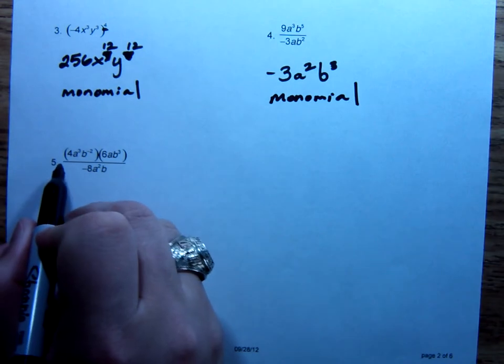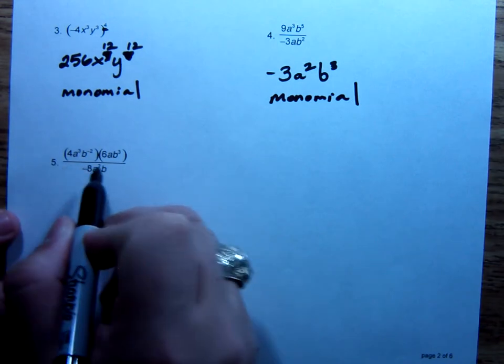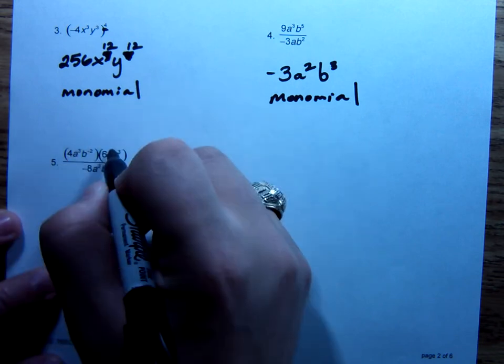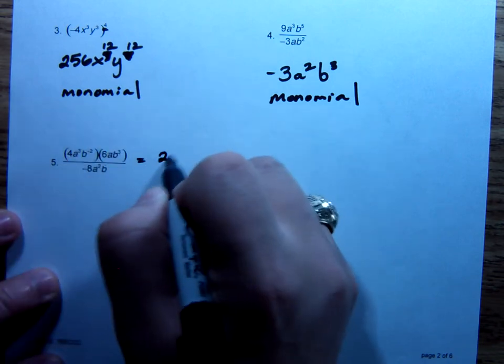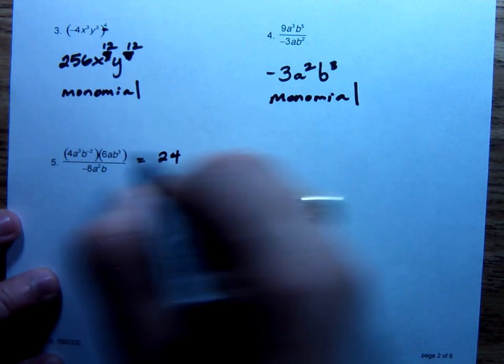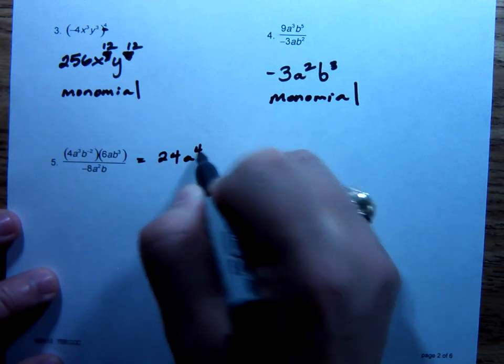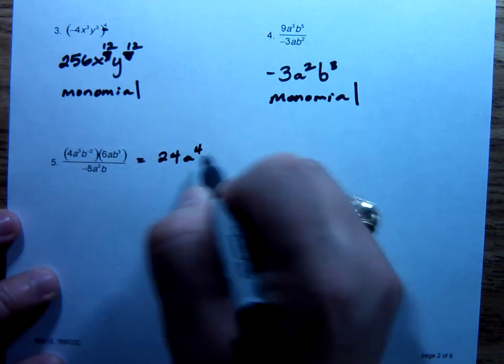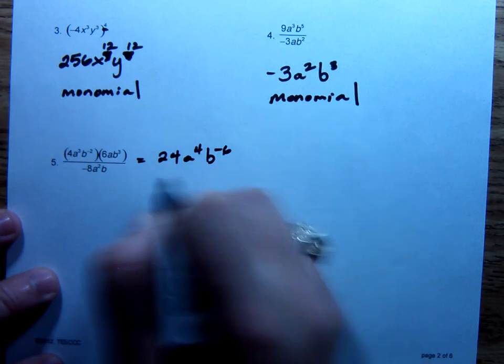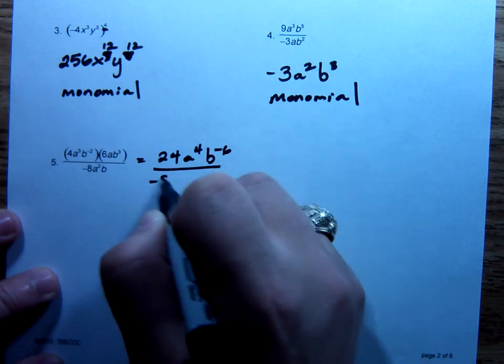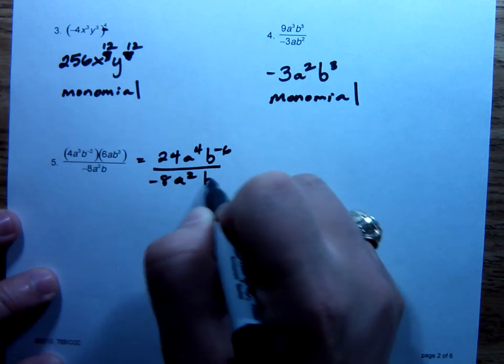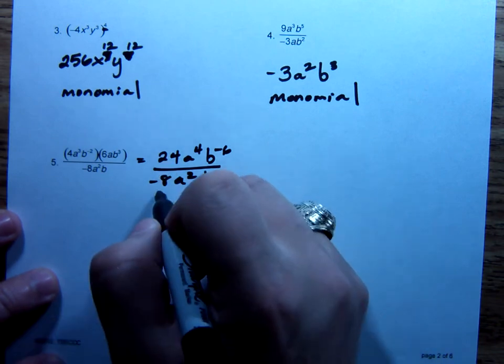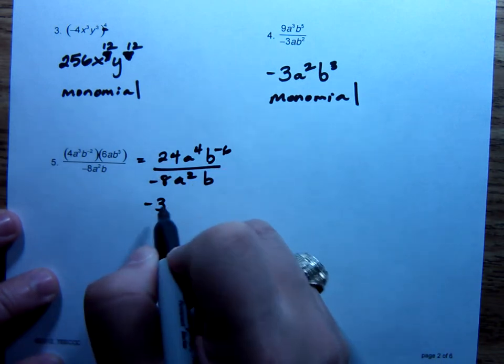Here, I got a lot going on, so I'm going to simplify the top first. 4 times 6 is 24. A to the 3rd times A to the 1st is A to the 4th. B to the negative 2 times B to the 3 is B to the negative 6, over negative 8 A squared B. 24 divided by negative 8 is negative 3.